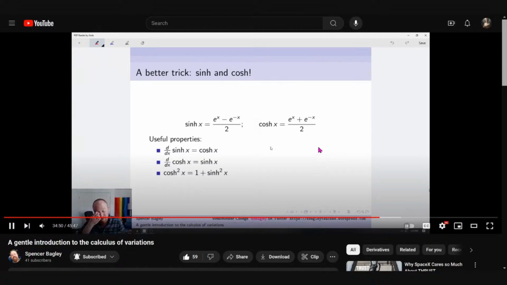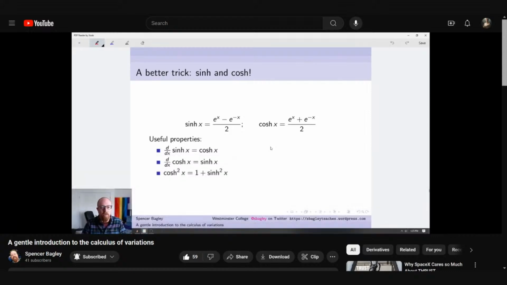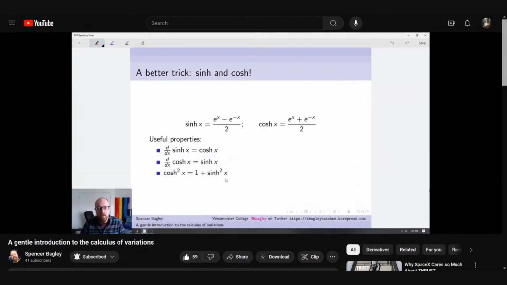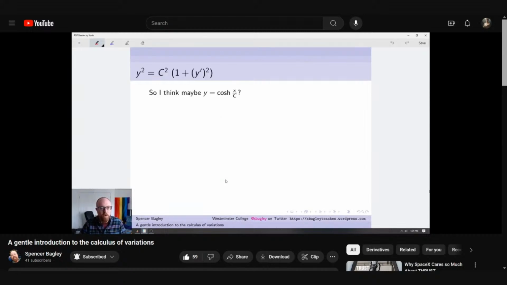The square of cosh is equal to 1 plus the square of sinh. So this is close to the Pythagorean identity for sine and cosine, but sort of things are in different places. And in particular, I'm liking that I have a 1 plus something squared, because that was what my differential equation looked like. Okay, so here we go. I've got my 1 plus something squared. If I threw in like a cosh here, I probably win.